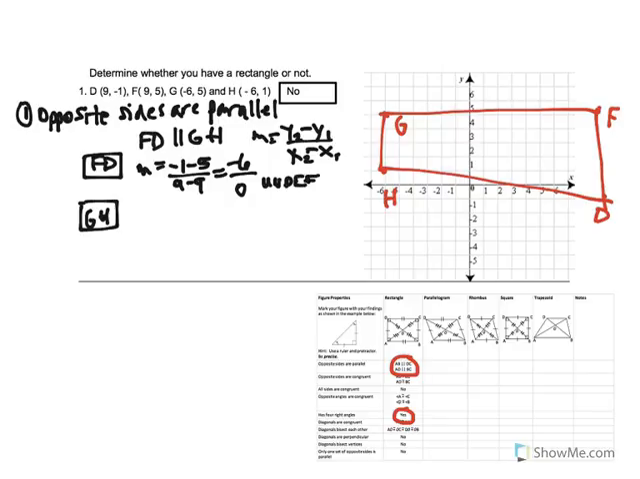Which makes sense, because look at the line FD right here. It's a line that goes straight up. So it's a vertical line. So having a slope of undefined makes sense. Let's find the slope of GH. We have slope equals 1 minus 5 over -6.